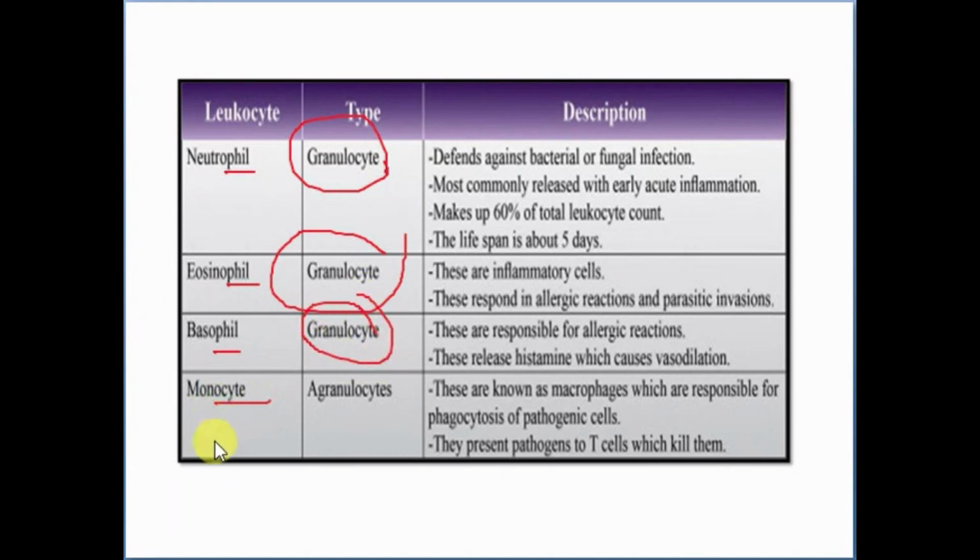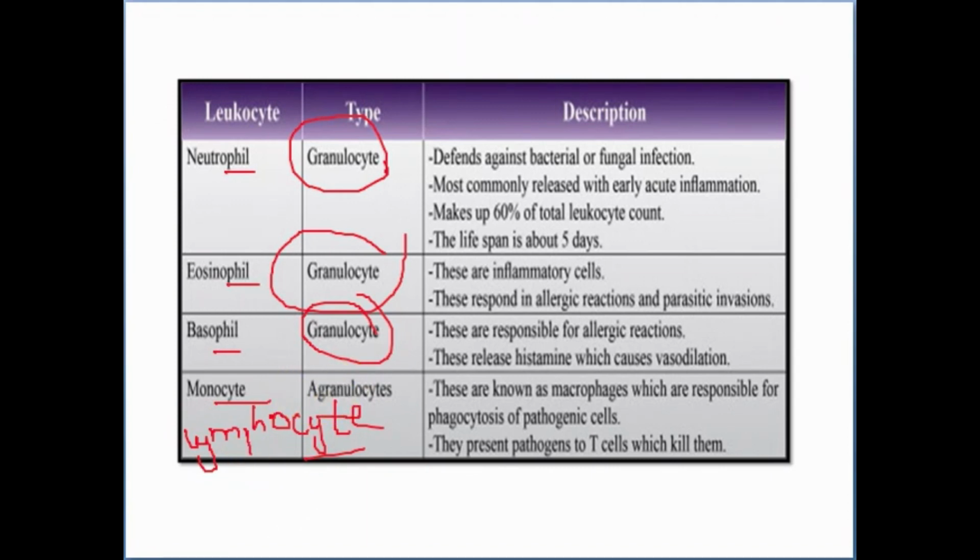And here monocyte, and then we have lymphocyte also. Lymphocyte and monocyte both end with "cyte." Cyte is the suffix. So monocytes and lymphocytes are agranulocytes.